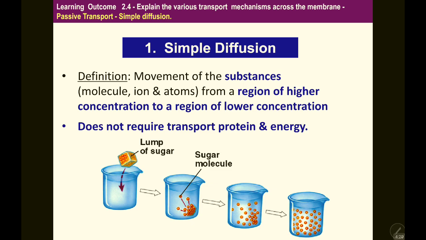Alright, first one, simple diffusion. It's just a very simple process where a substance, for example a molecule, ion, or atom, moves from a higher concentration region to a lower concentration region, just like this diagram. When you put a lump of sugar in a beaker of water, the sugar molecules will move from high concentration to low concentration region. It does not require any protein or any energy. It just occurs naturally as a very simple diffusion.